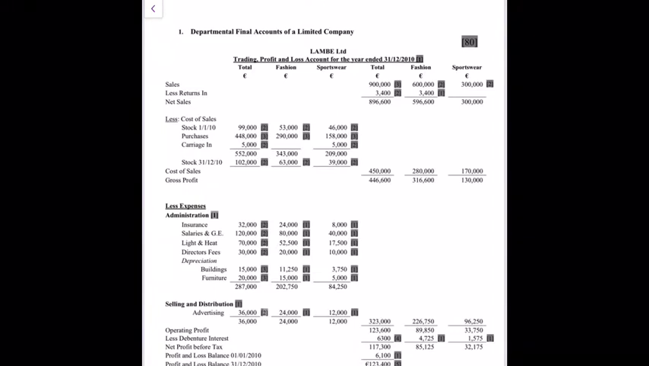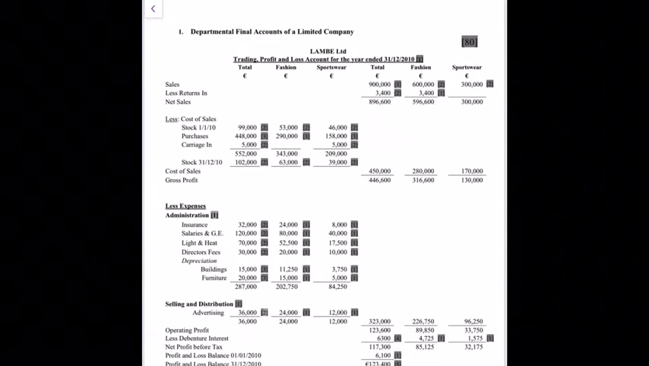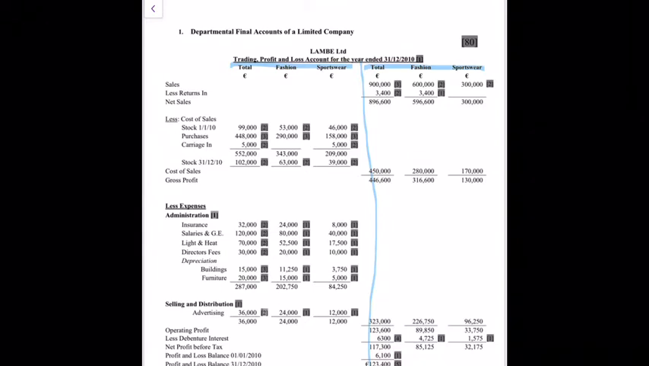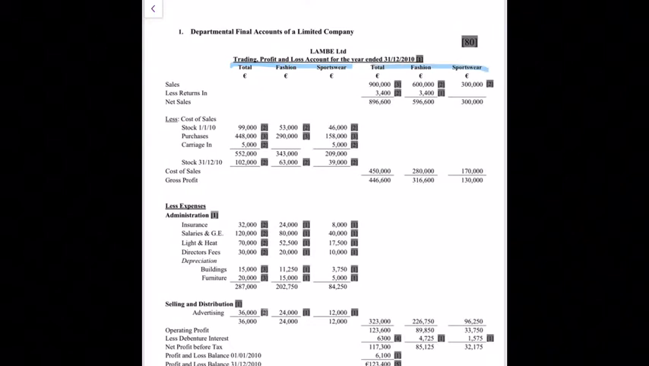Then we've got 6 columns and they need to be labelled perfectly. So total, fashion, sportswear, total, fashion, sportswear. These 3 here are our outside column and this is our inside column. So think of it like that. So outside and inside column. Okay. I'm going to get rid of that line now, but I just wanted to show you what I meant by outside and inside column. Okay. Then we're starting off with our sales as always.